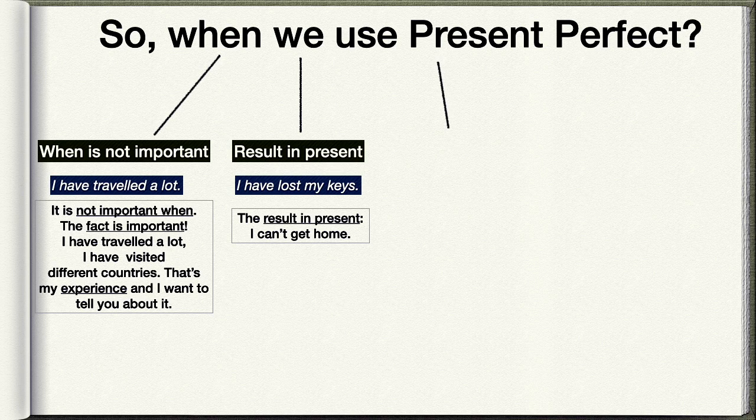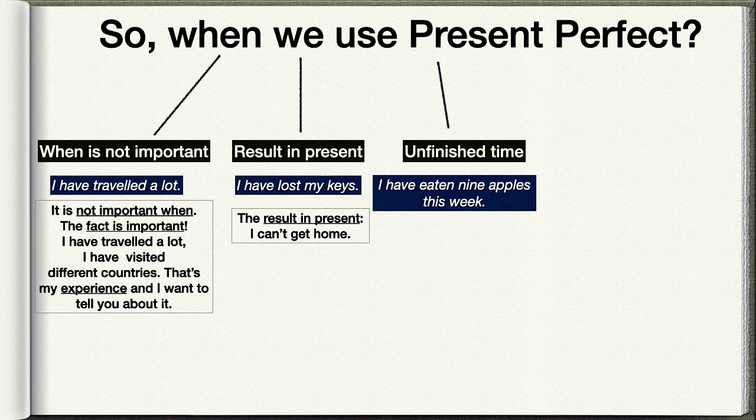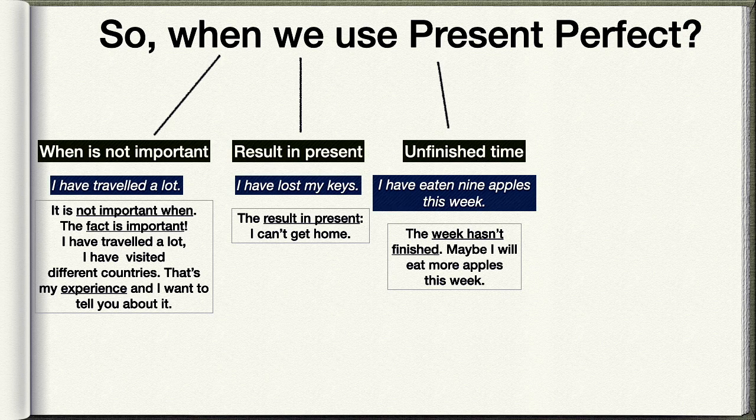I have lost my keys. The result in the present: I can't get home. Also, we use present perfect to talk about unfinished time. I have eaten 9 apples this week. The week hasn't finished. Maybe I will eat more apples this week.